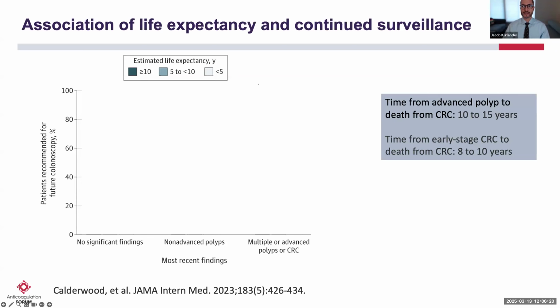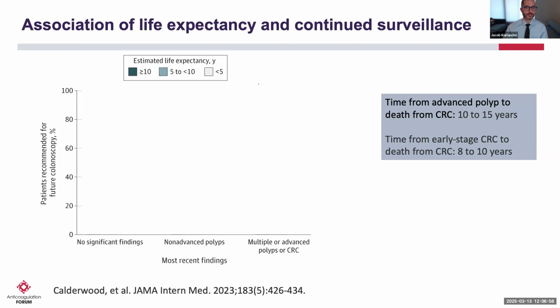The thing to know here is that the payoff for endoscopy is actually some years down the line. The time that it takes an advanced polyp, so a larger polyp over a centimeter, to turn into a cancer and then to kill the patient is actually 10 to 15 years. And even for an early stage colon cancer, it takes 8 to 10 years for the cancer to result in death. So we should be really scrutinizing whether the patients, particularly with multiple comorbidities or advancing years, will get that payoff. And in this study, they looked at that by Audrey Calderwood.